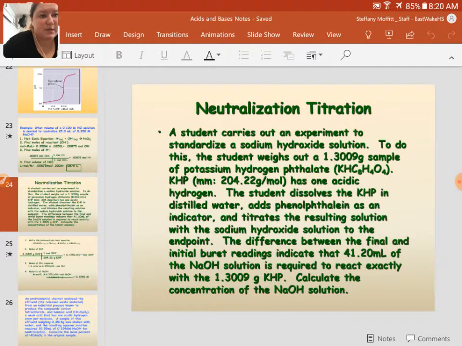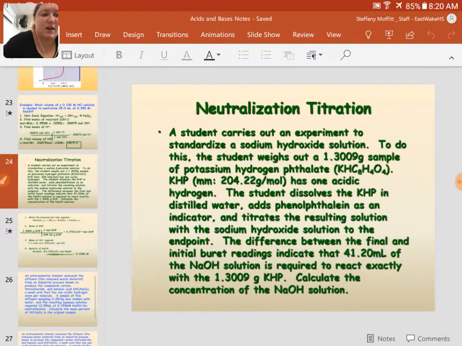A student carries out an experiment to standardize a sodium hydroxide solution. To do this, the student weighs out a 1.3009 gram sample of potassium hydrogen phthalate, which has a molar mass of 204.22 and has 1 acidic hydrogen. The student dissolves the KHP in distilled water, adds phenolphthalein as an indicator, and titrates the resulting solution with the sodium hydroxide solution to the endpoint. The difference between the final and the initial burette readings indicates that 41.20 milliliters of the NaOH solution is required to react exactly with the 1.3009 grams of KHP. It says calculate the concentration of the NaOH, which is what you will be doing in titration experiments.